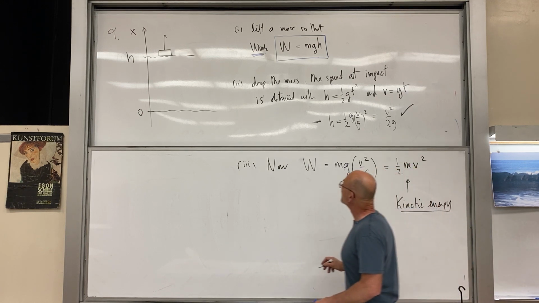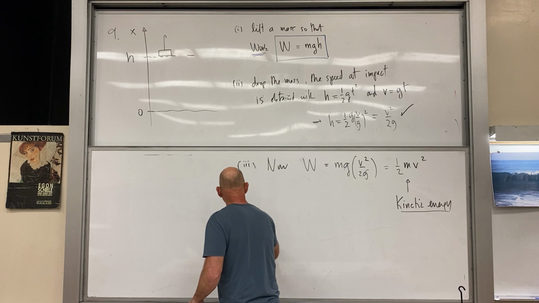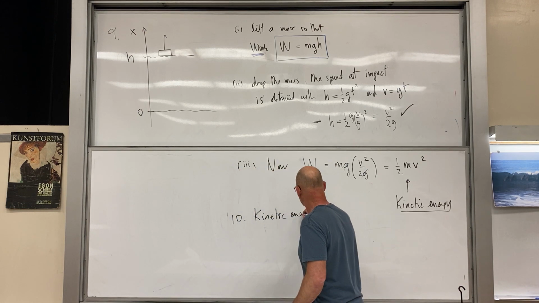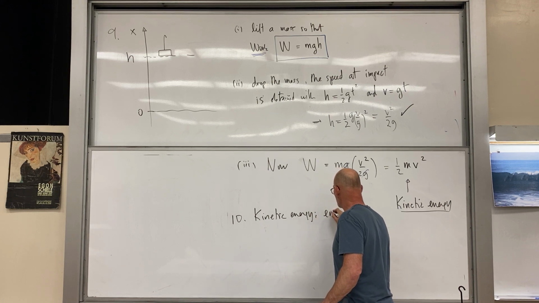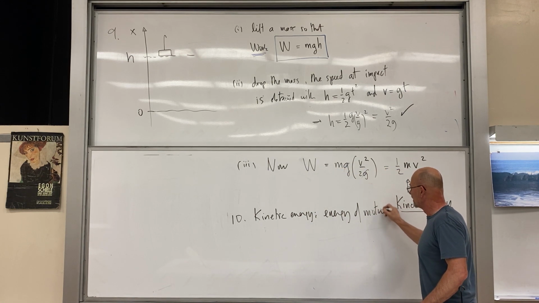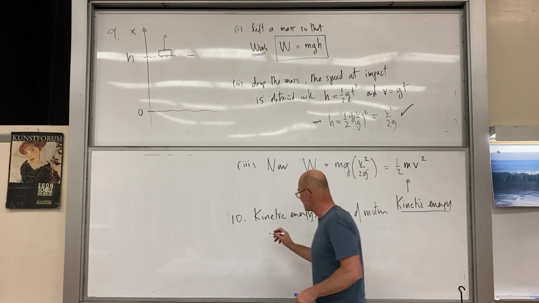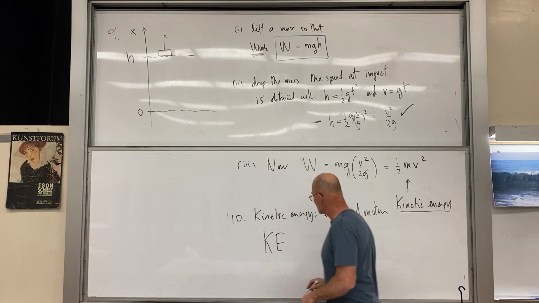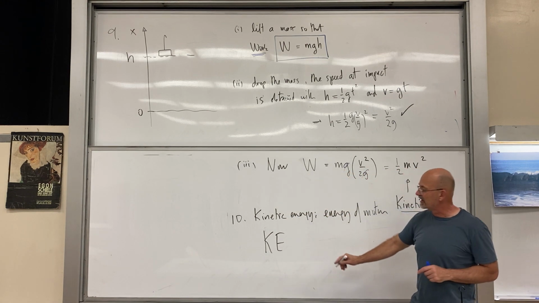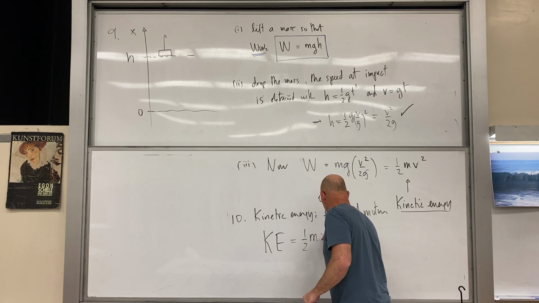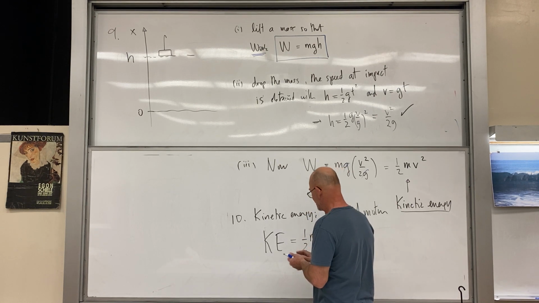And I'll give a definition, start a new number here, 10. Kinetic energy, energy of motion. And since this is an important definition, I'll either use capital K or KE. Sometimes I can do that interchangeably. 1/2 mass speed squared.